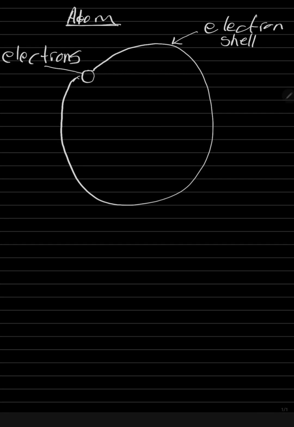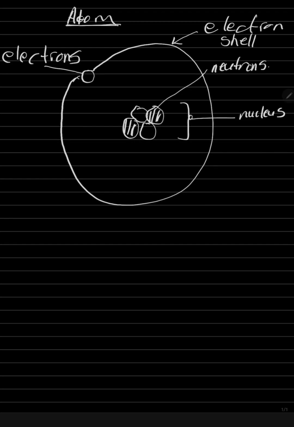In the inner part we have what we call the nucleus. So this is our nucleus. In the nucleus we find two types of particles. Let me shade one and leave the other unshaded. The shaded part we can call neutrons, and the unshaded part we can call protons.